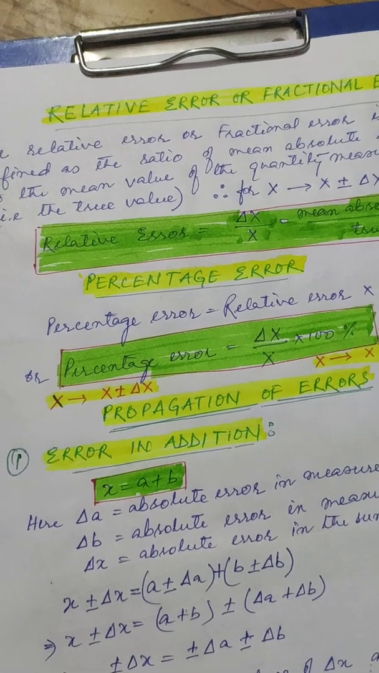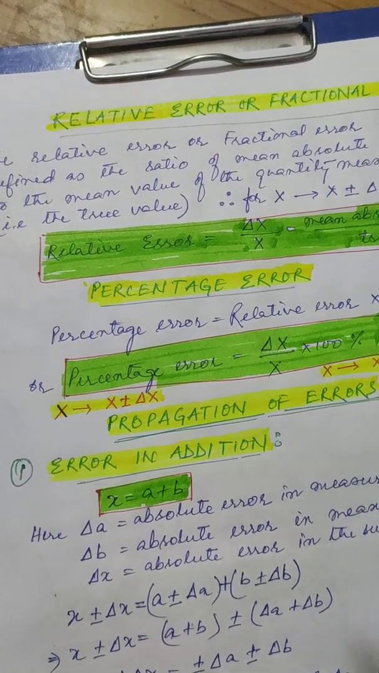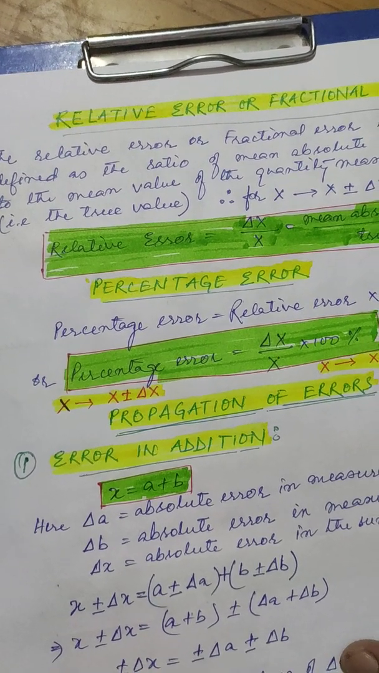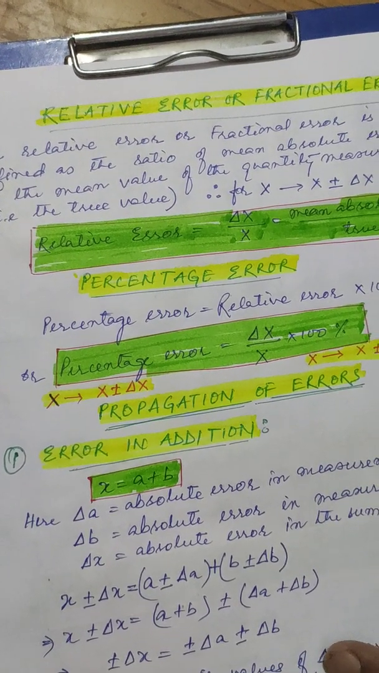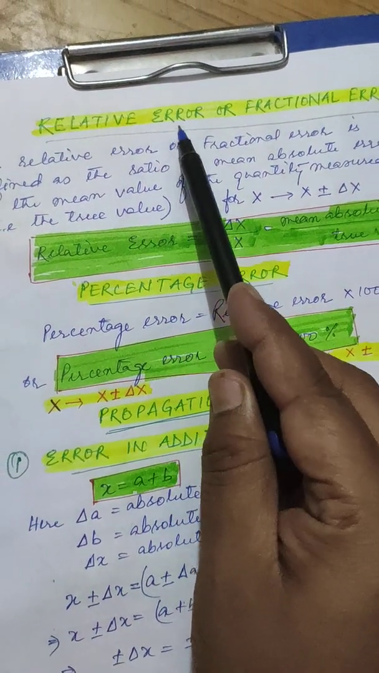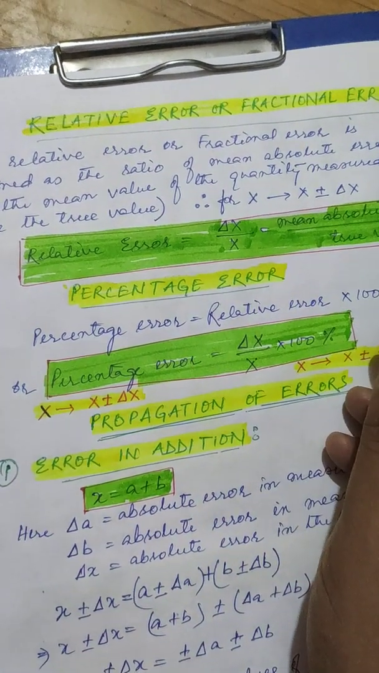Okay, and now let us discuss the next topic. In the previous topic we have discussed absolute error and mean absolute error. Now the next topic that we are going to discuss is relative error or fractional error.